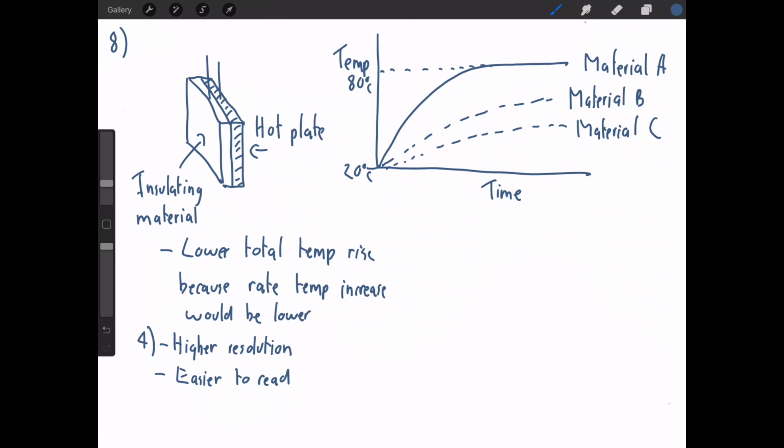To make something more precise, you would take repeats and you would look at the spread of results of the data that you've got to see if there was much variation. If there wasn't much variation, you could say it's quite precise. Accuracy is a difficult one to get because you don't know what the true value is, and accuracy is simply a measure of how close it is to that value. So again, use the information in the question. Higher resolution, easier to read.